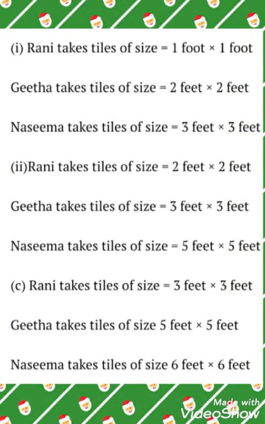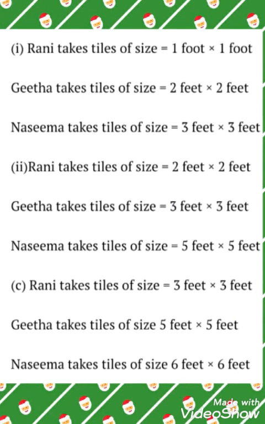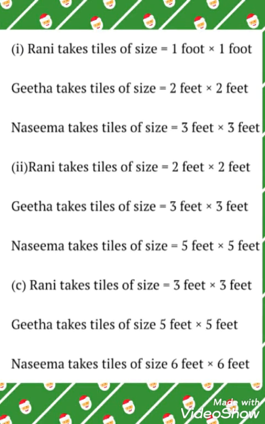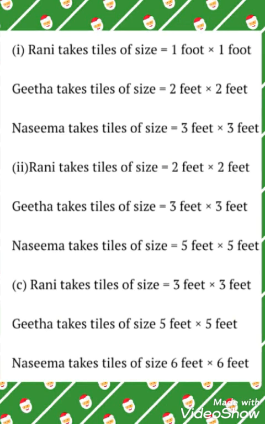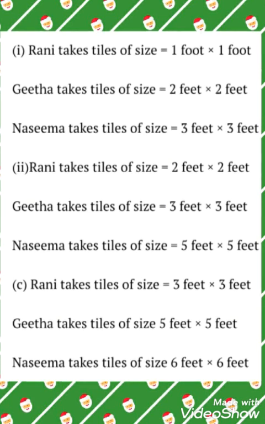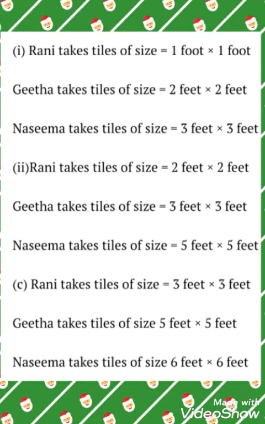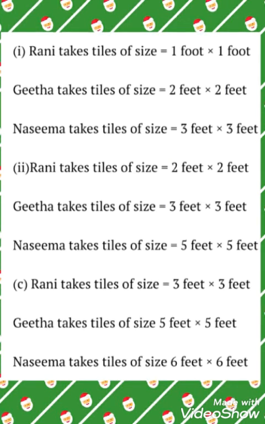Now, the first probable answer is Rani takes tiles of size 1 foot into 1 foot, Geeta would take 2 feet into 2 feet, Nasima will take 3 feet into 3 feet, as Rani is bringing the smallest, Geeta the medium size, and Nasima the longest tiles. Similarly, the second probable answer would be Rani takes 2 feet into 2 feet, Geeta 3 feet into 3 feet, Nasima 5 feet into 5 feet. The third probable answer can be Rani takes 3 feet into 3 feet, Geeta 5 feet into 5 feet, Nasima 6 feet into 6 feet.